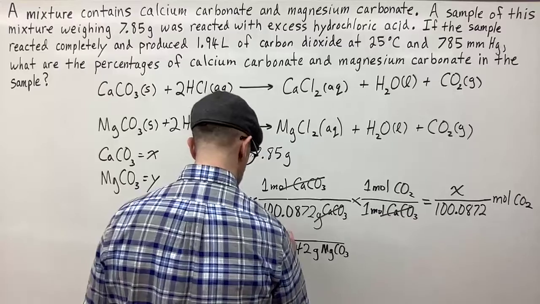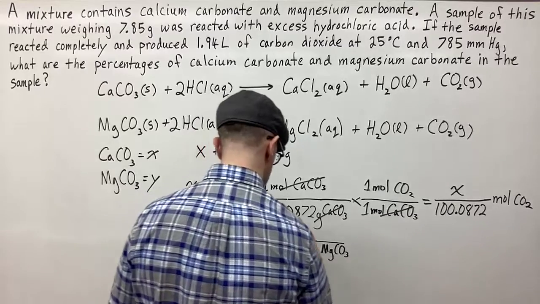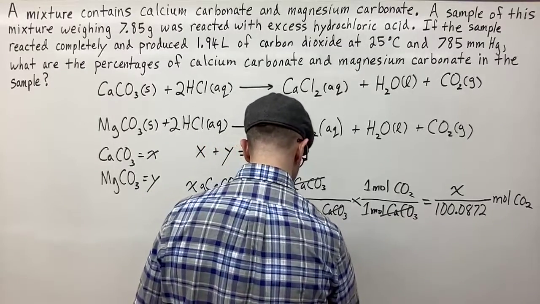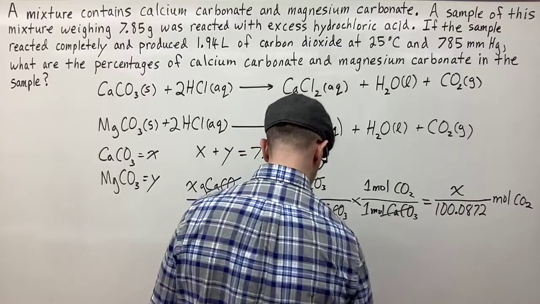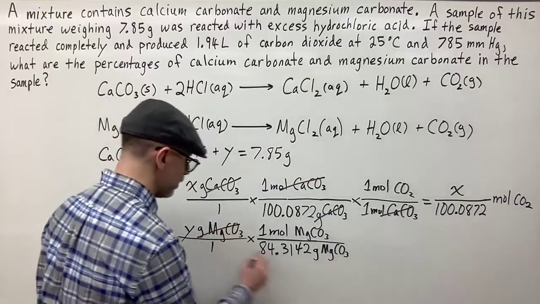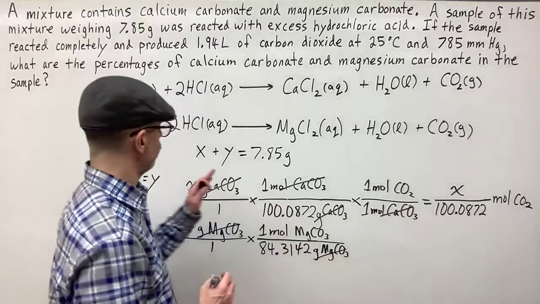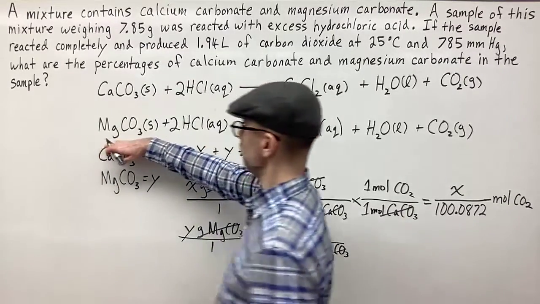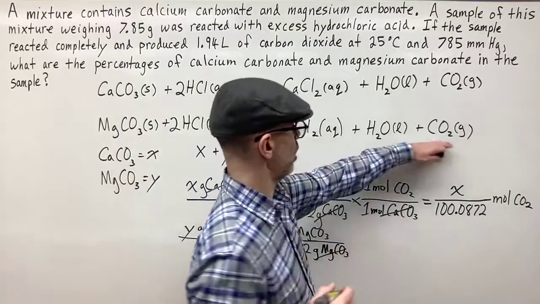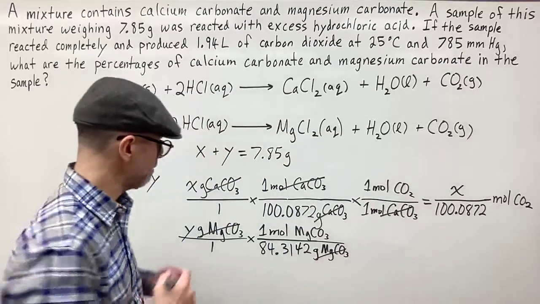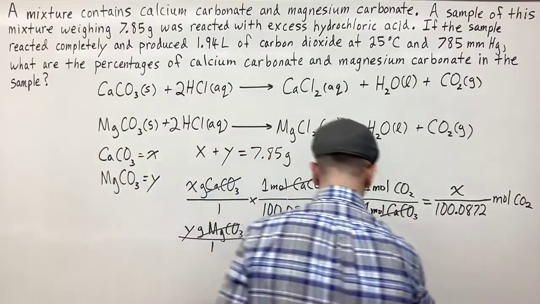And then on top is 1 mole of magnesium carbonate. So grams cancels out. Now I have moles of magnesium carbonate. And so now I'm going to use the mole ratio. Again, it's 1 mole of magnesium carbonate gives me 1 mole of the carbon dioxide. So it's a 1 to 1.